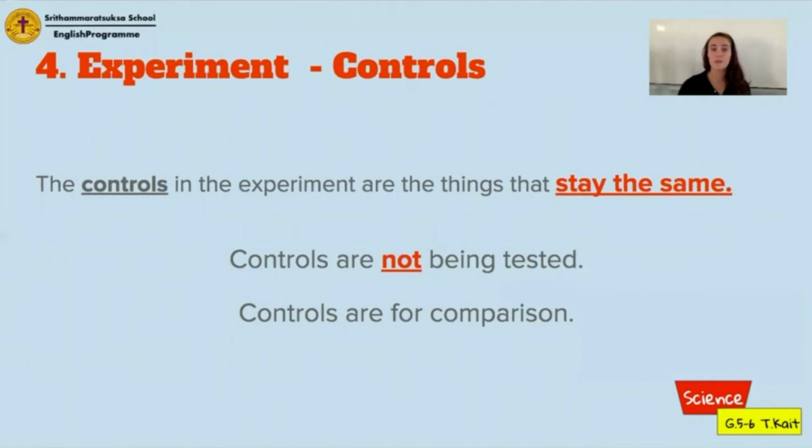So in the experiment, we also have to talk about controls. Controls in the experiment are the things that stay the same. So they do not change and they are not being tested, right? So controls are not being tested. We use these controls for comparison.